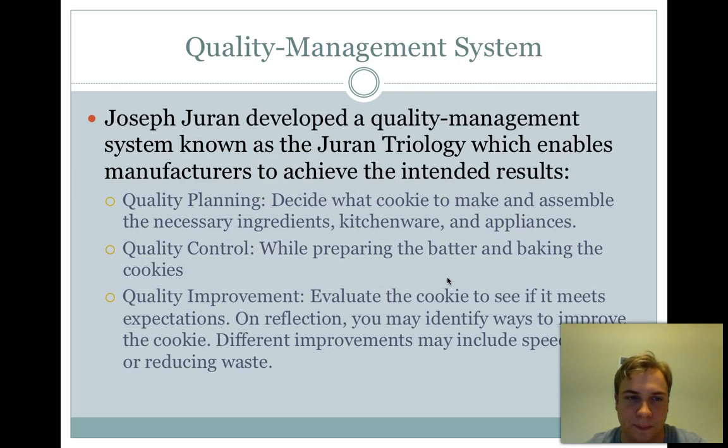Quality Management System. Joseph Juran developed a quality management system known as the Juran Trilogy, which enables manufacturers to achieve the intended results. Quality planning: decide what cookie to make and assemble the necessary ingredients, kitchenware, and appliances. Quality control: while preparing the batter and baking the cookies. And finally, quality improvement: evaluate the cookie to see if it meets expectations. On reflection, you may identify ways to improve the cookie. Different improvements may include speeding up or reducing waste.